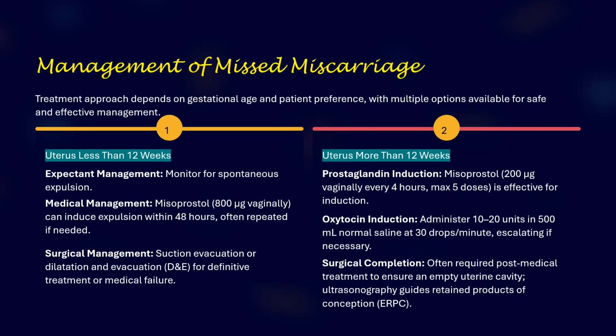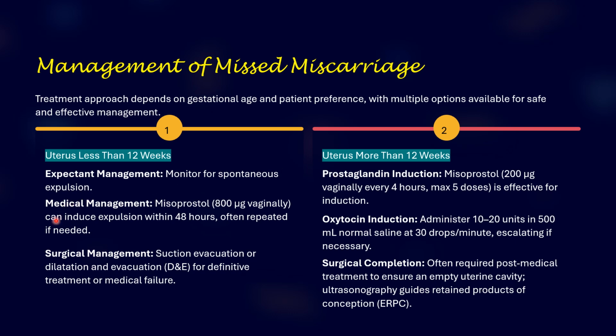Lastly, the management of missed miscarriage. The treatment approach depends on gestational age and patient preferences. There are multiple options available for safe and effective management. So first is uterus less than 12 weeks. The expectant management is to monitor for spontaneous expulsion.